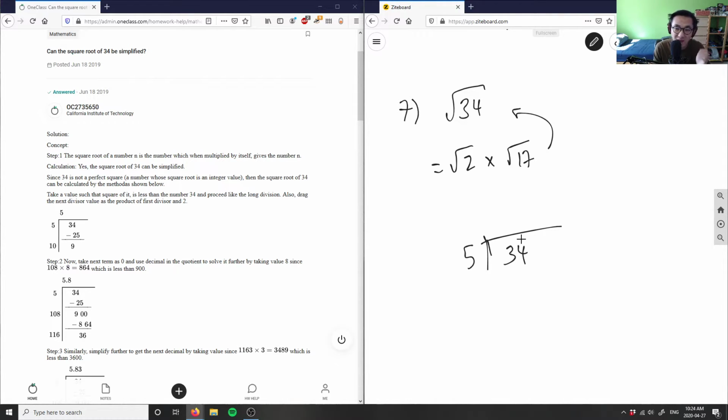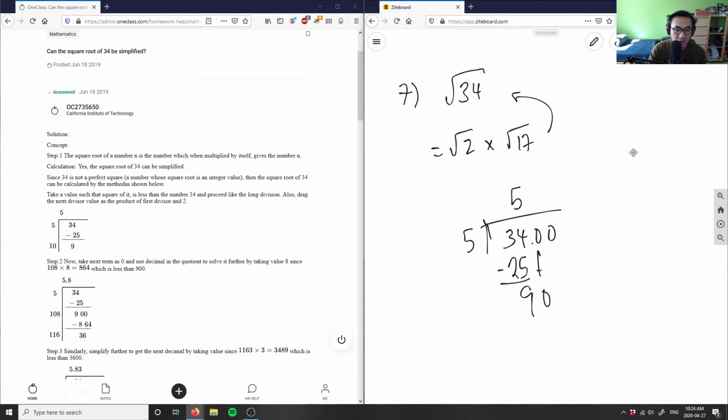And what they're doing is 5 squared is 25, and that's the closest to 34, right? So 5 squared is 25 here. So I would get 34 minus 25, which would equal 9. And what I could do is bring down another 0 here. Basically, I'm adding 0, 0. Bring down a 0 here.